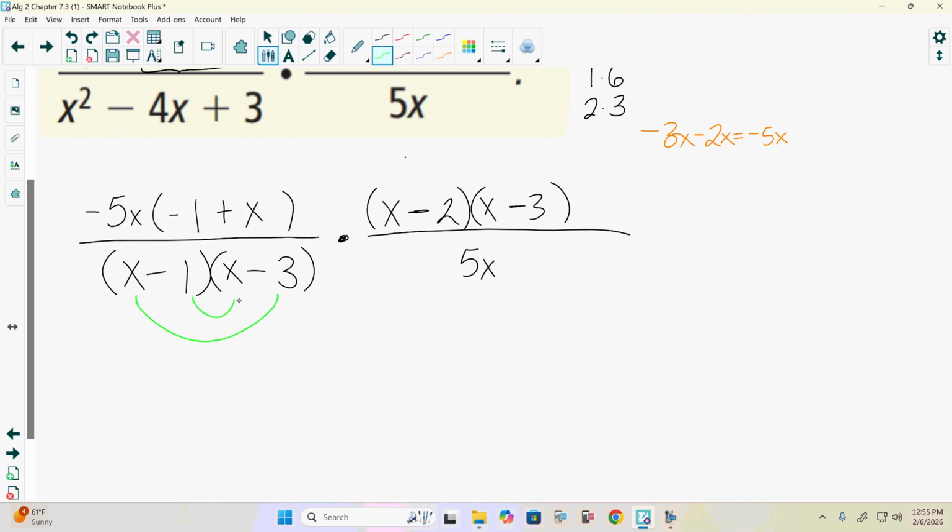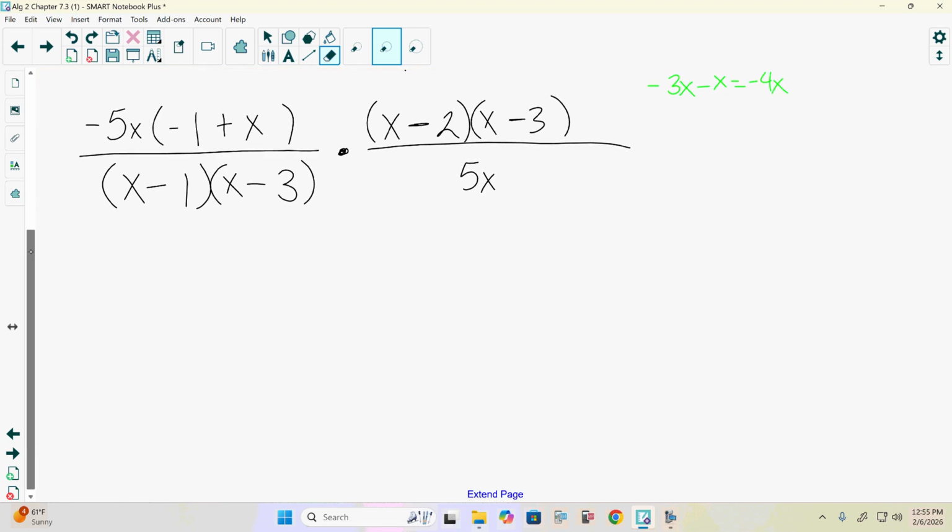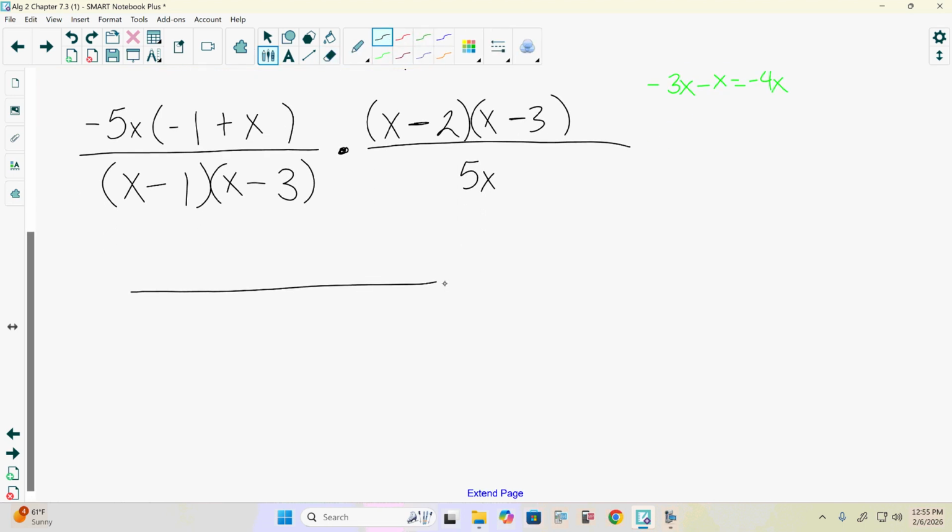X times negative 3 would be negative 3x. Negative 1 times x is negative x. And negative 3x minus x would indeed be negative 4x. So those are the correct middle terms, so those are the correct factors. Questions on how we got to this point here?